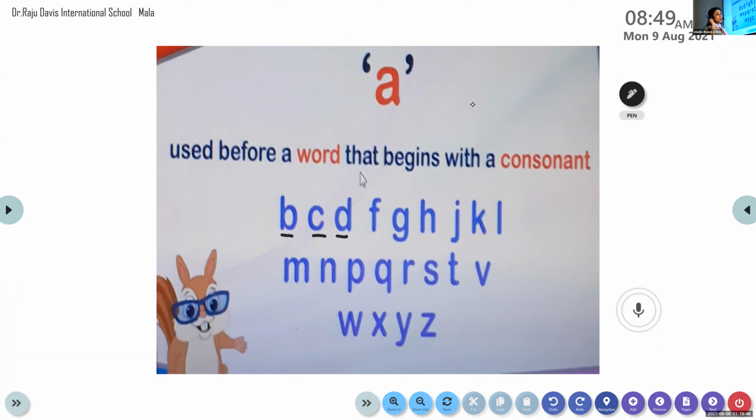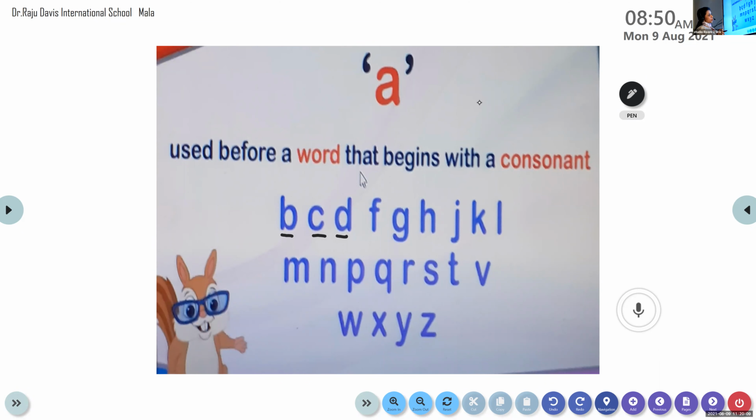Okay, so when a word starts with a consonant, yes, my dear? Ma'am, this is 20 letters. Only 20 letters are there? 1, 2, 3, 4, 5, 6, 7, 8, 9, 10, 11, 12, 13, 14, 15, 16, 17, 18, 19, 20, 21. 21 letters are there.